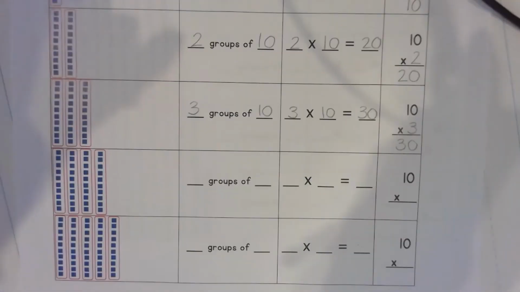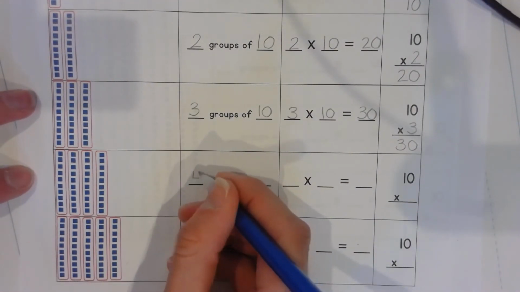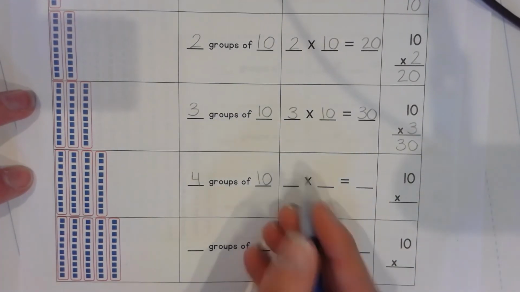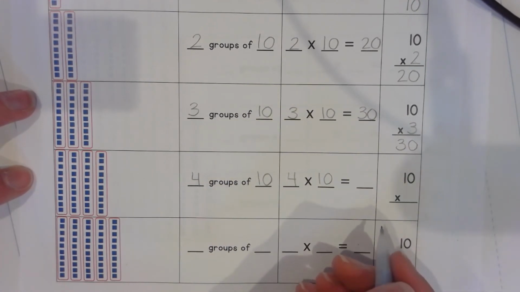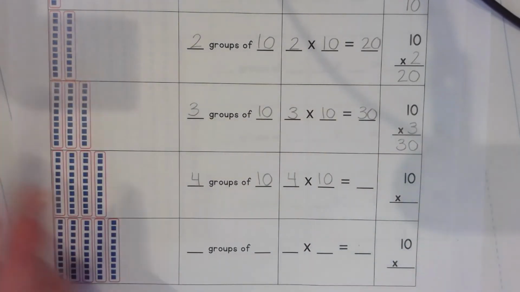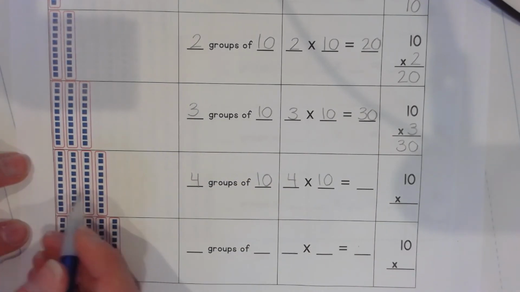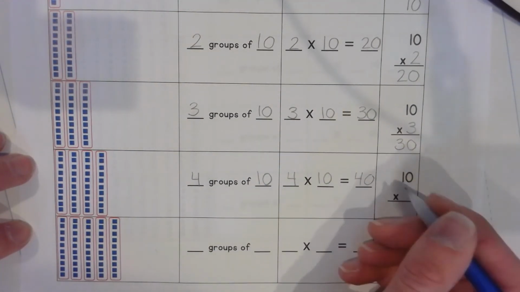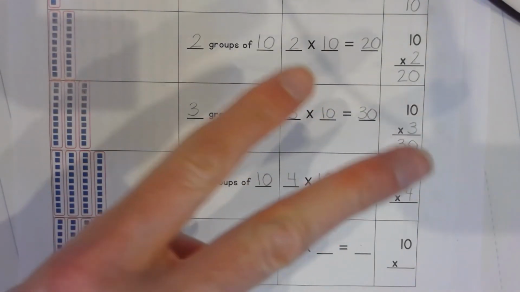Moving on down the page, we have 1, 2, 3, 4 groups of 10, which is the same thing as 4 groups of 10. Now 4 times 10 equals, well, we have to count by 10 4 times: 10, 20, 30, 40. 4 groups of 10 is 40. Or 10 4 times is 10, 20, 30, 40.